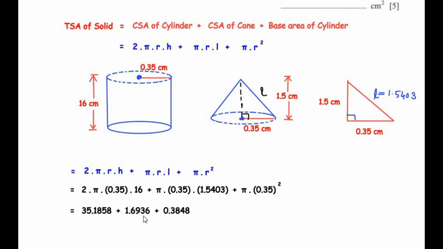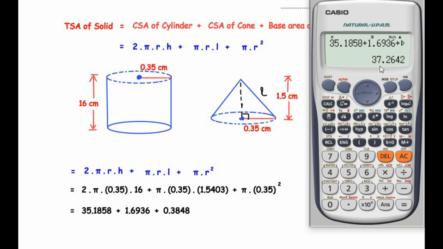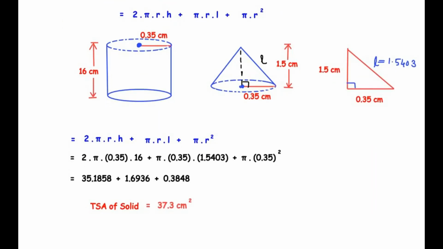Now here simplifying this, I have got the value for each of the formula. Now let us see what is the value we get when we add these numbers here. So this will give us the value as 37.2642. I'm going to round it to 1 decimal place. So I'm going to write it as 37.3 centimeters square. So this is the total surface area of the solid, 37.3 centimeters square.